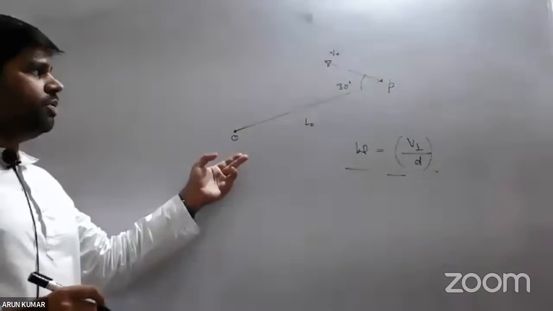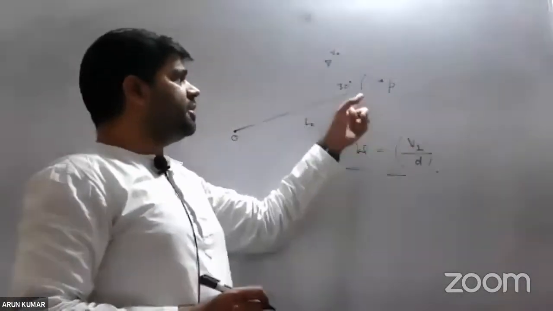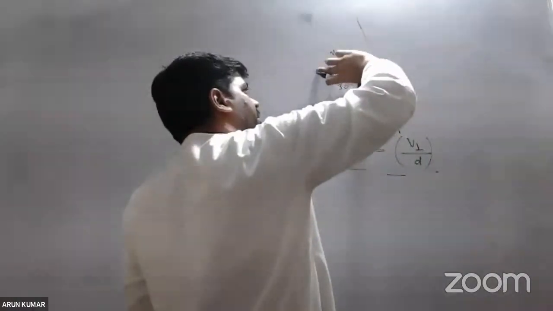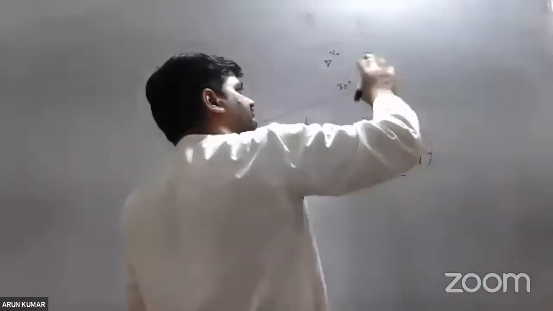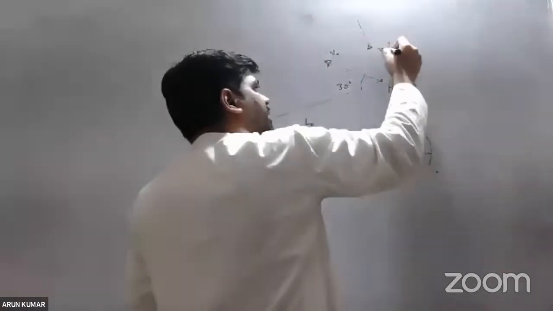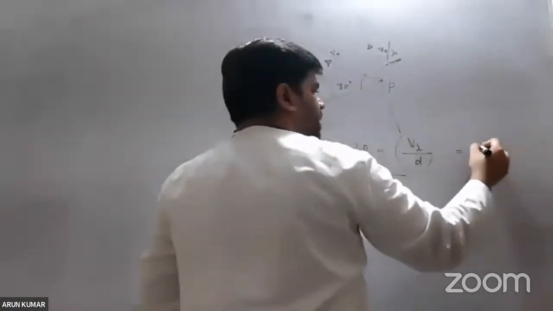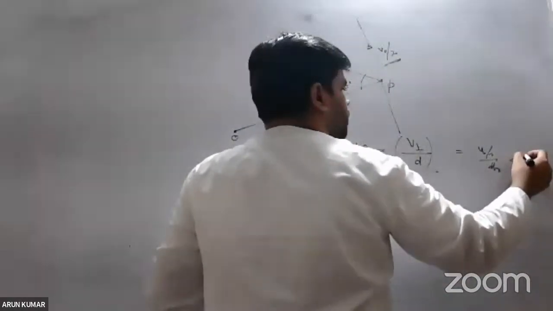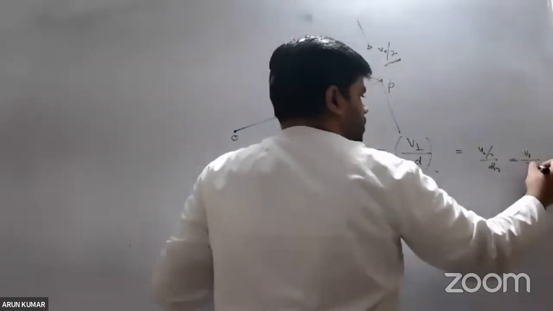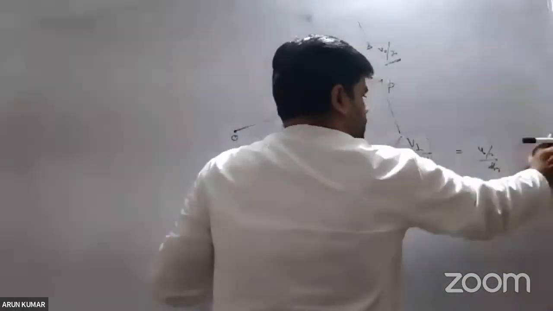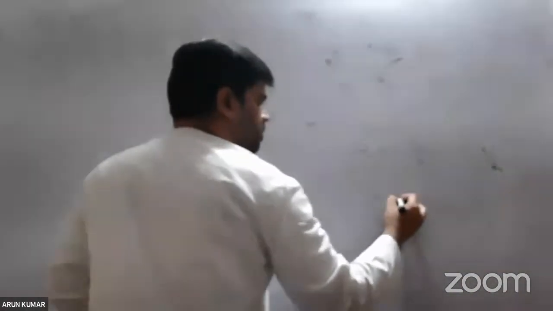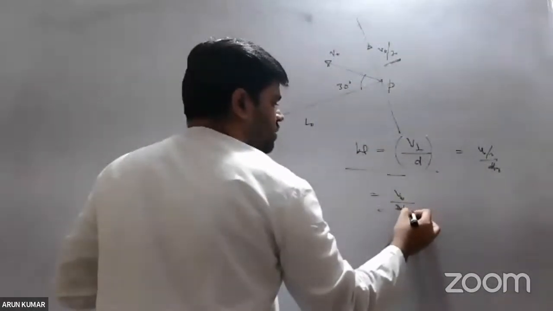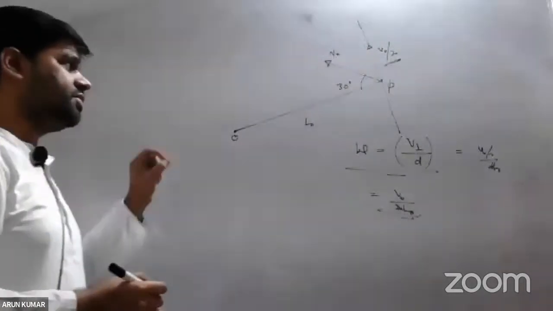For this random point O, distance is L, and V perpendicular is what? What is V perpendicular here? V is this way, perpendicular of that is this way. So V sin theta is my V perpendicular, which is V by 2. So V by 2 by L naught, so V naught by 2 L naught. So V perpendicular by distance between the 2 points.